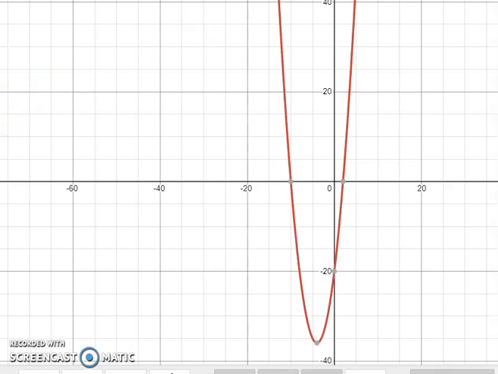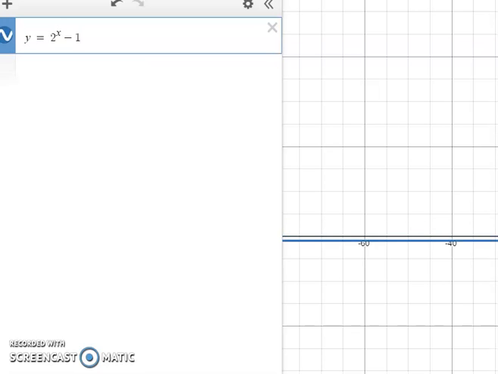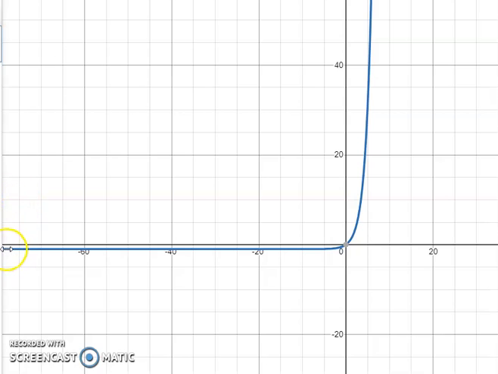Let's graph it. Let's go back here. There's the parabola. Let's erase that. Let's go y equals 2 to the power of x minus 1. This is what it looks like. Notice that it kind of goes parallel to the x-axis constantly, and right here, 0, 0 is the x- and the y-intercept for this function.